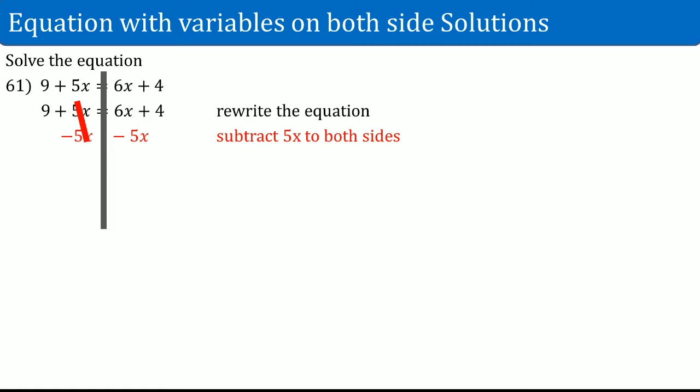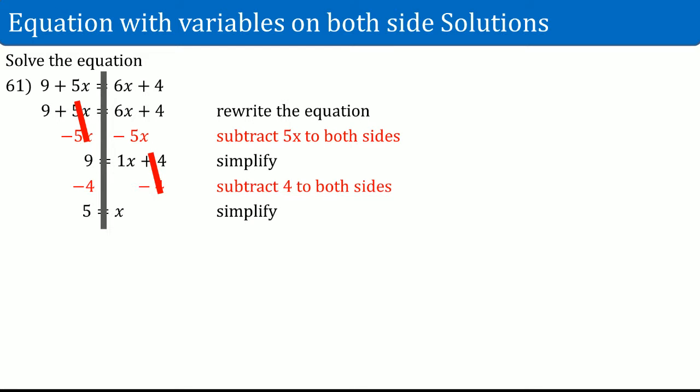That should cancel out. What do I get left over on the left-hand side? Just a 9. My right-hand side just becomes 1x plus 4. It becomes a one-step equation now, so subtract 4 from both sides. 9 minus 4 becomes 5. On my right-hand side it just becomes x. There you go, 5 equals x.